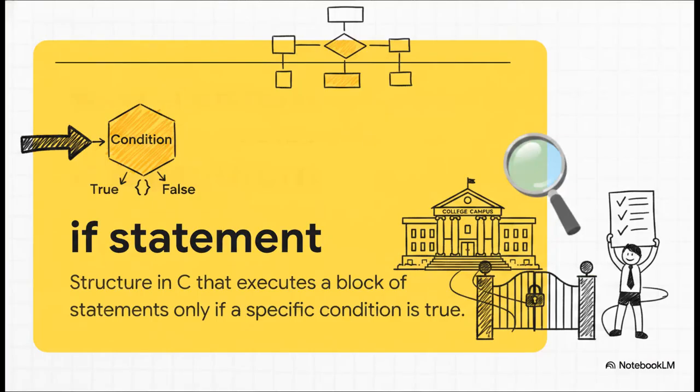And to give our code that power, C++ uses the if statement. This is, hands down, our primary tool for decision-making. It executes a block of statements only if a specific condition evaluates to true. It's just like a university deciding to admit a student only if they hit the required entry test percentage.